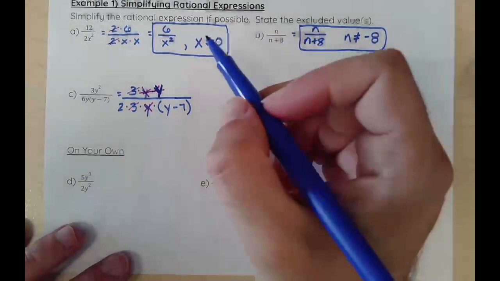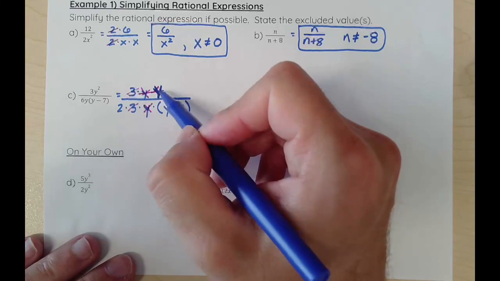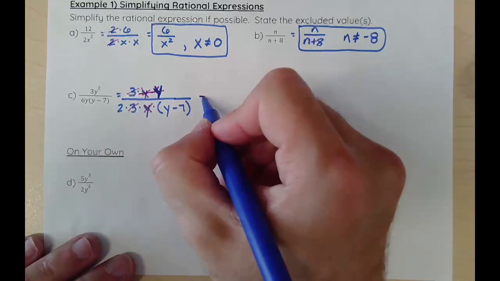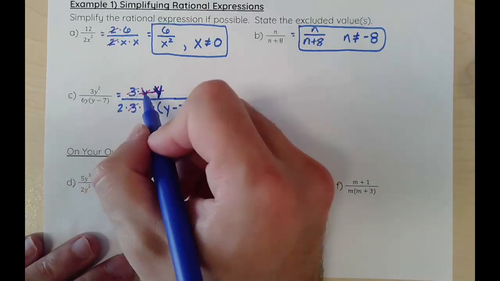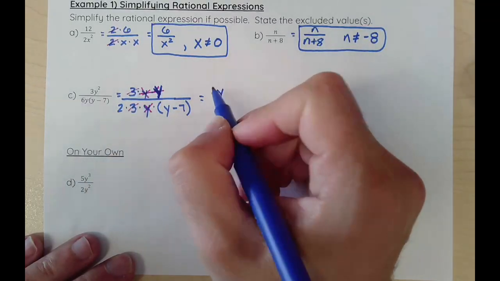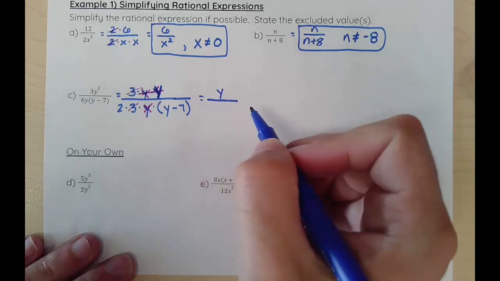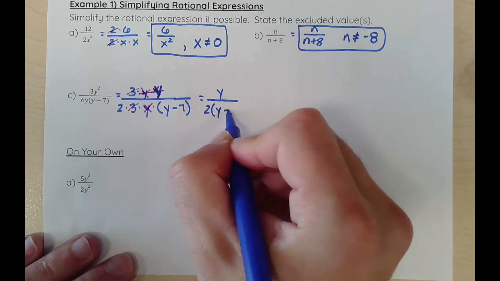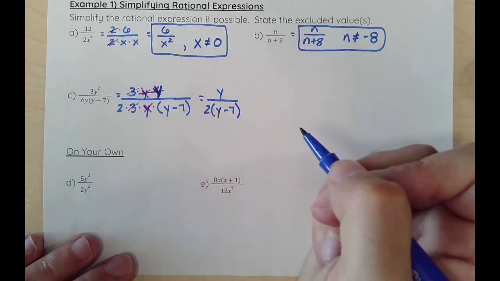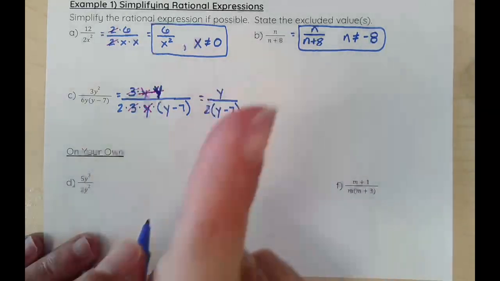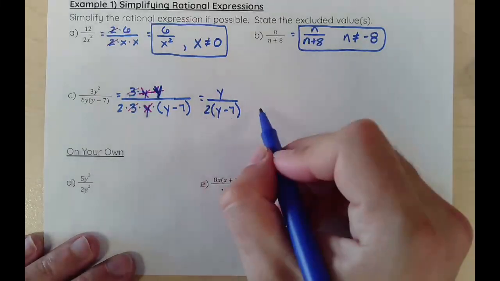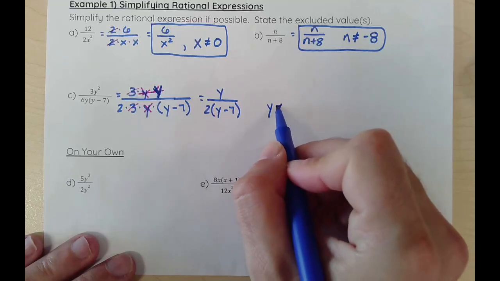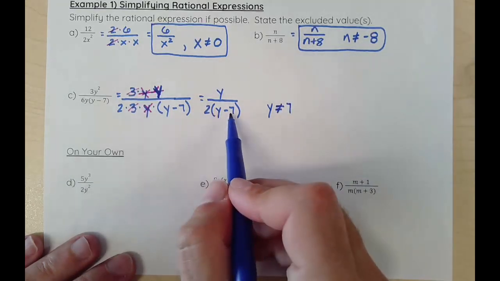I can't cancel this y and this y because this one's stuck inside the factor of y minus 7. So my result on the top, the 3 was gone, the y was gone, but this y stayed, divided by 2 and then y minus 7. Now, this is a little tricky. If I look here, I have an excluded value. So if this is 7, y cannot equal 7. 7 minus 7 is 0, and that's no good.